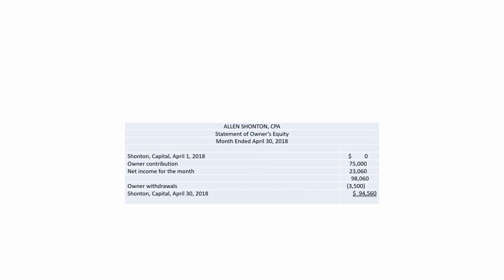So this is showing decision makers, especially the owner, you contributed $75,000. The company took that money and made you a profit of $23,060. That's really the owner's. And it's up to the owner if they leave it in the business to be used for other purposes or takes it out. And Alan Shotton decided to only take out $3,500 of what is owed to him in equity. So right now, the company owes Alan Shotton individually $94,560.